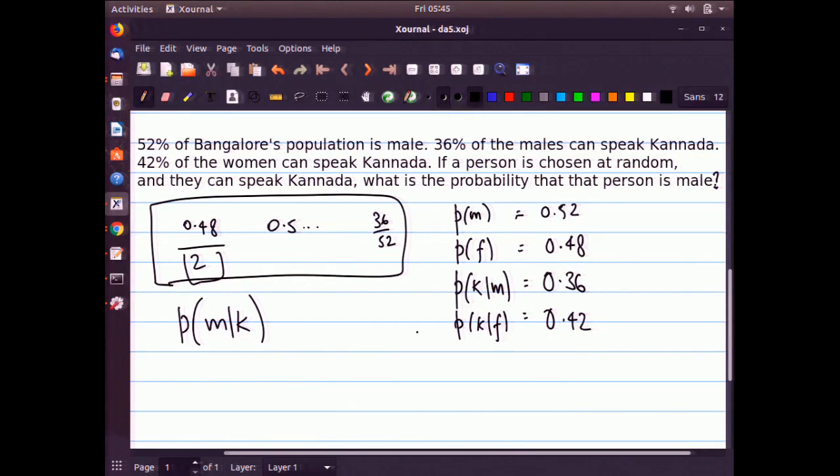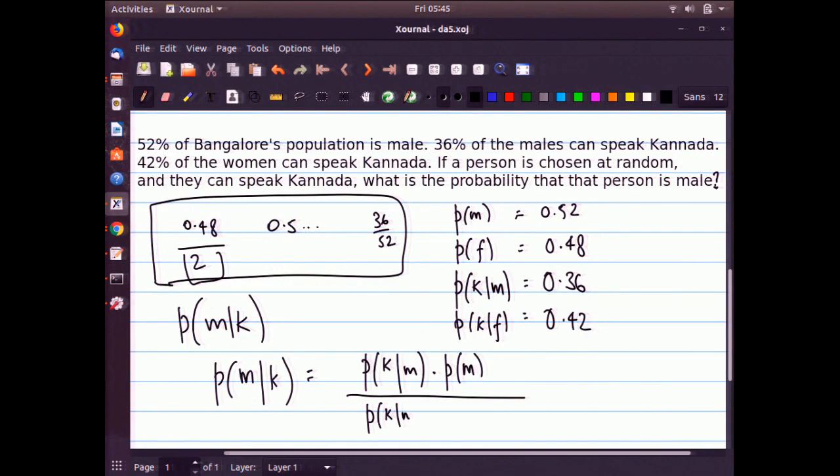Okay, so how can we calculate this? Wait, the numbers don't really make sense at this point, so we can substitute the numbers at the very end. The probability that you have a male given they can speak Kannada is the probability that they can speak Kannada given they are a male times the probability that it is a male, divided by the number of Kannada speakers. The total number of Kannada speakers is the probability of this times the males plus the probability of this times the females. So if you think of it intuitively, this is the number of Kannada speakers and this is the probability that it's there.